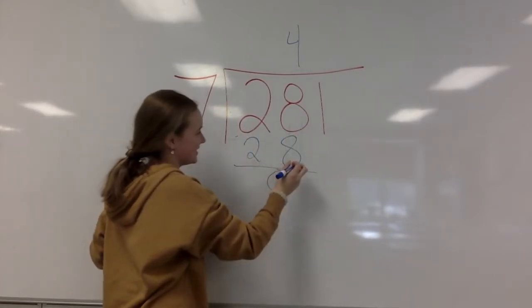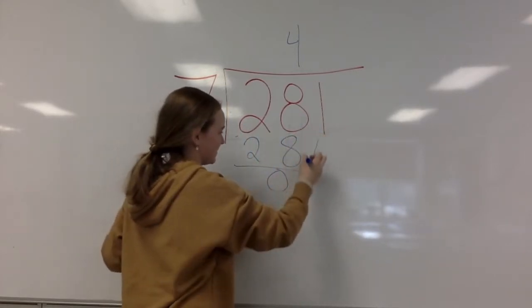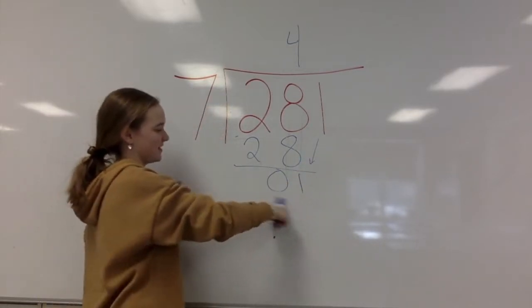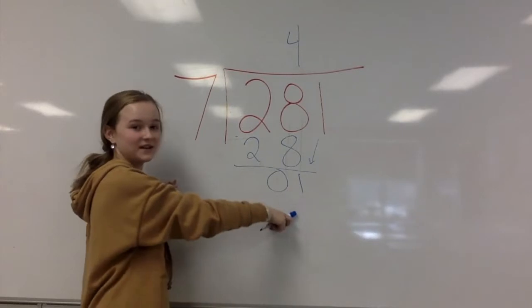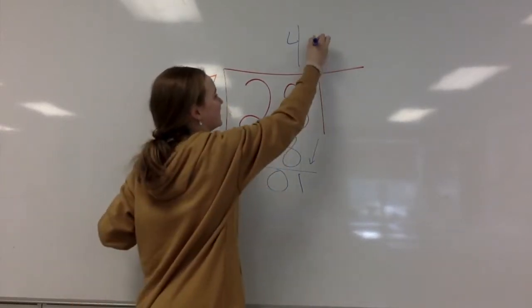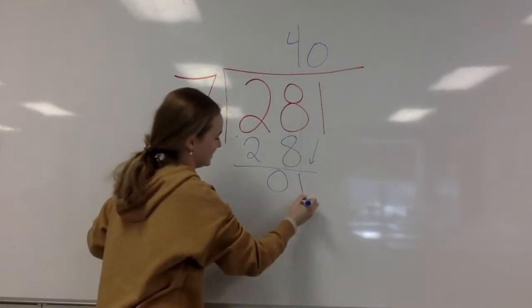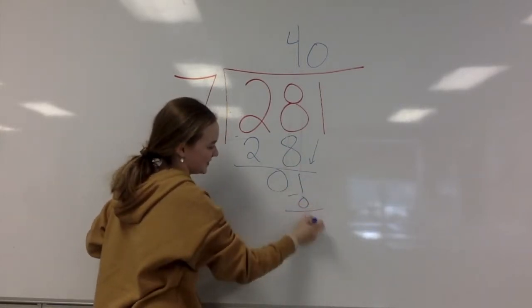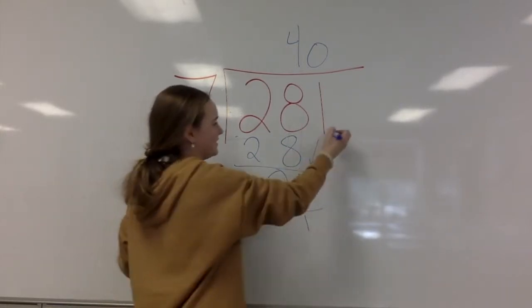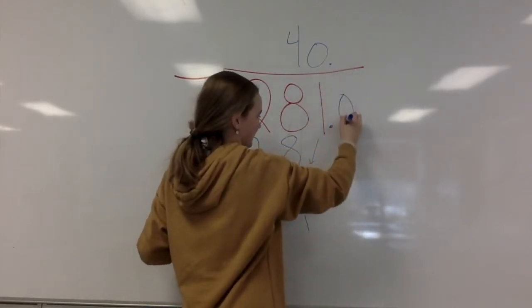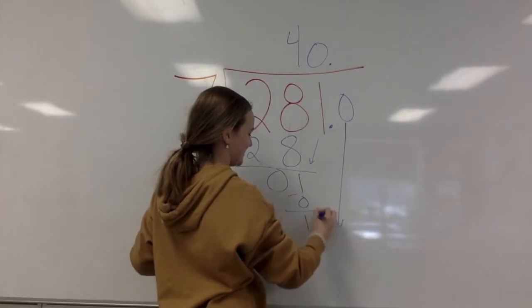That's 0. And then you're going to bring down the 1. And then you're going to ask yourself, can 7 go into 1? And it can't, so you're going to put a 0. And then 7 times 0 is 0. And then you're going to bring down the 1. And then you're going to put a decimal point. Actually, you're going to have to bring down the 0.